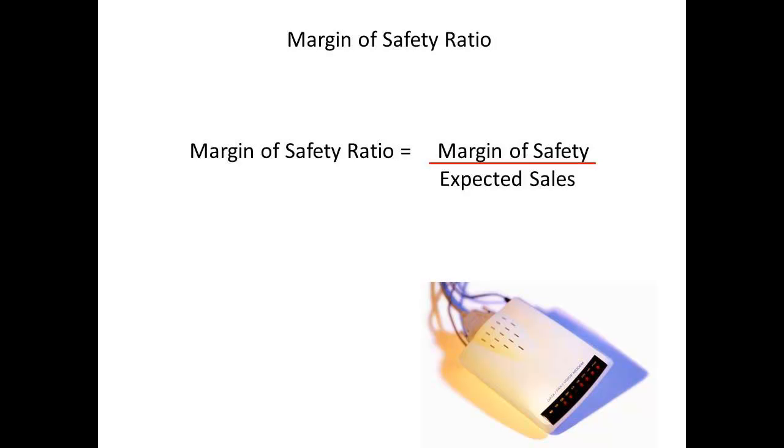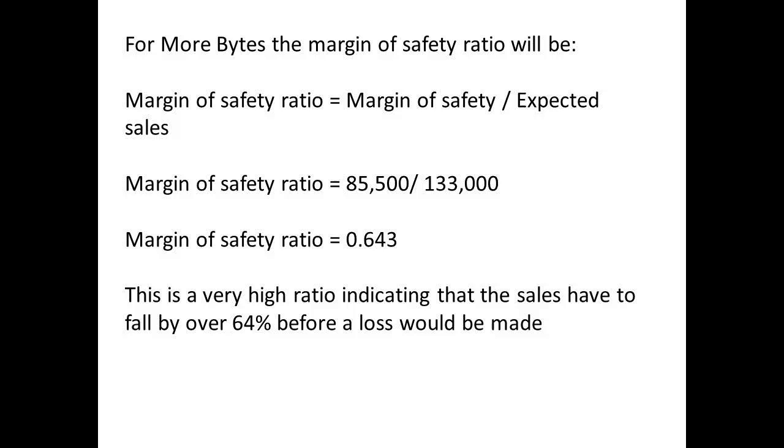The margin of safety ratio is determined by dividing the margin of safety by the expected sales. Using the figures for Morebytes, we have a figure of $85,500 for the margin of safety, and the expected sales are $133,000. This gives a margin of safety ratio of 0.643. Expressed in another way, sales would have to fall by over 64% before a loss would be made on the nibbles.